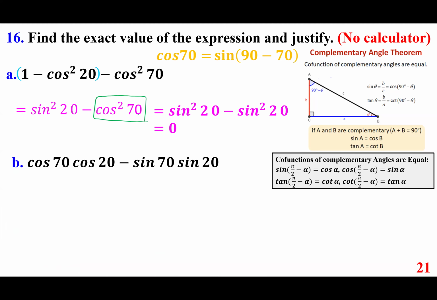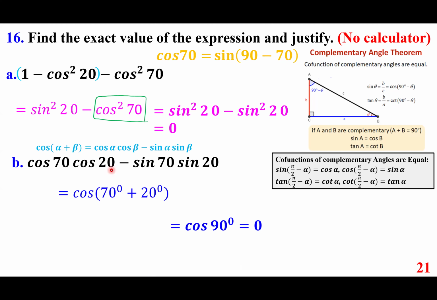Cosine 70 cosine 20 minus sine 70 sine 20, and we should recognize this as cosine of alpha plus beta, which is cosine of alpha cosine beta minus sine alpha sine beta. So cosine of 70 plus 20. That means cosine of 90, which is 0.